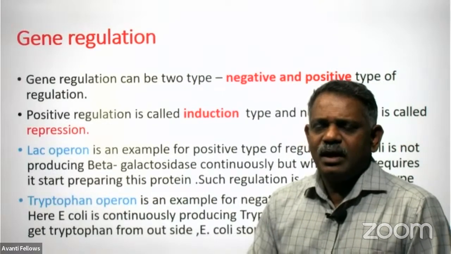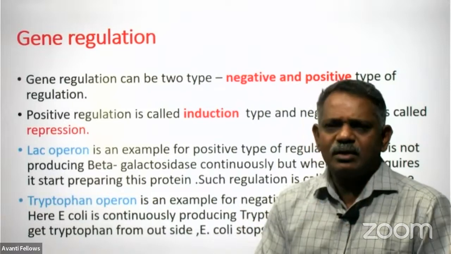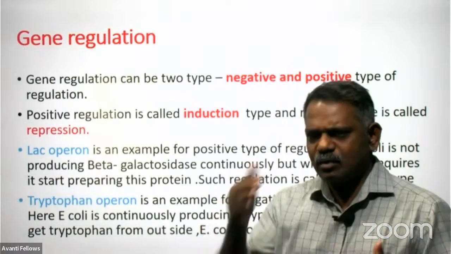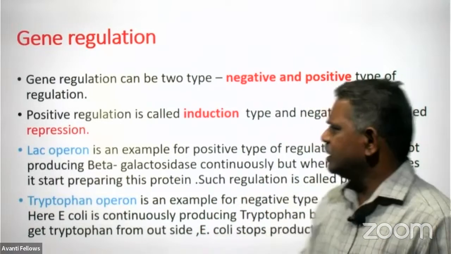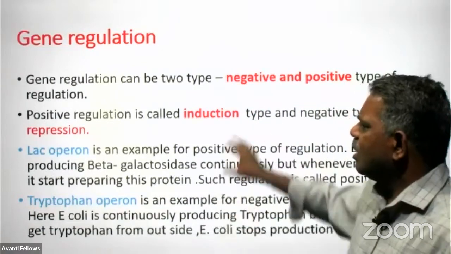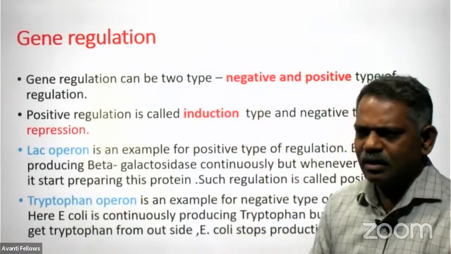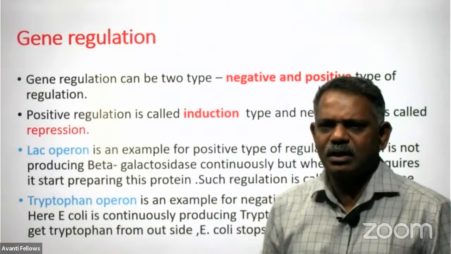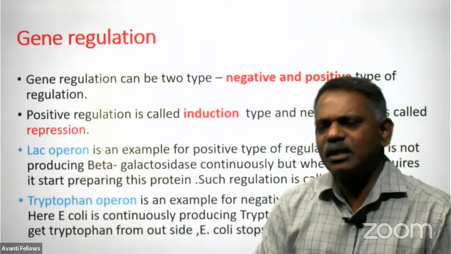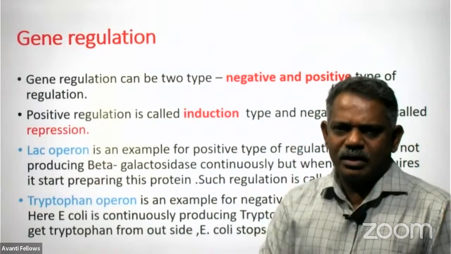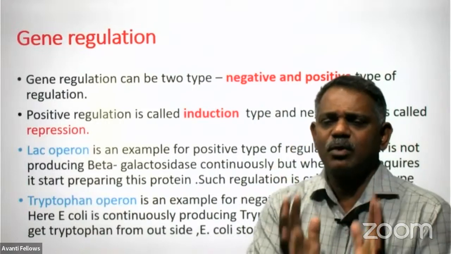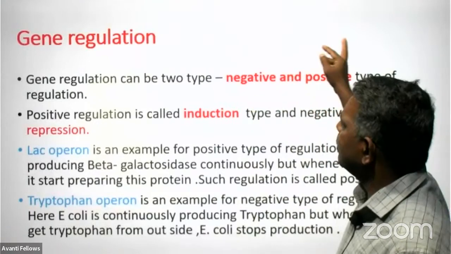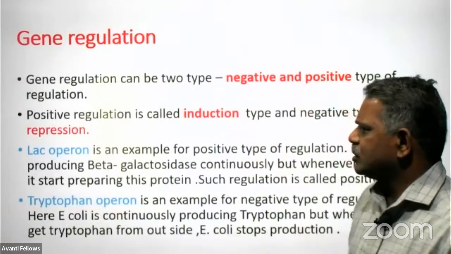E. coli expresses the beta-galactosidase enzyme not continuously, only after the entry of lactose inside the cell. That is positive regulation, which we call induction. That means in induction, the gene is not permitted to express continuously. It is not producing that enzyme continuously. Whenever it is required, only at that time does it go for production of the enzyme or protein. That is called the positive type of gene regulation, or induction.